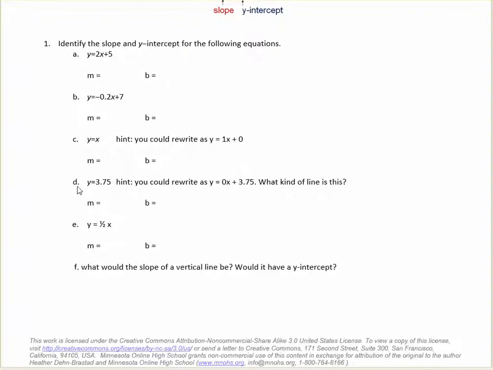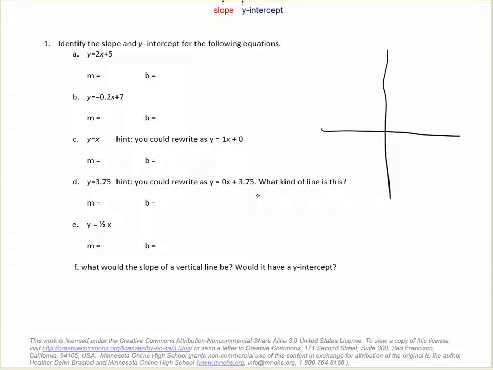D is also a little bit different. It says y equals 3.75. We could rewrite it as y equals 0x plus 3.75, because there is no x, so that must mean it's 0x. I could graph that using technology. I'm just going to graph it by hand though, so I don't have to switch to another program here.